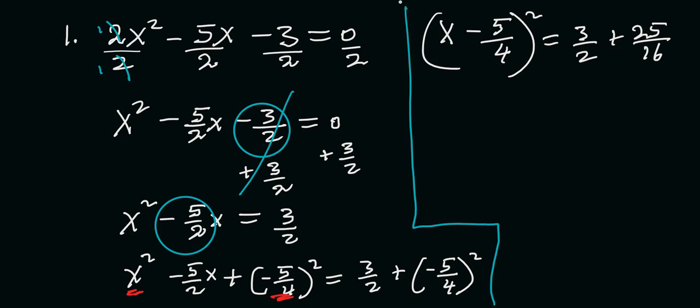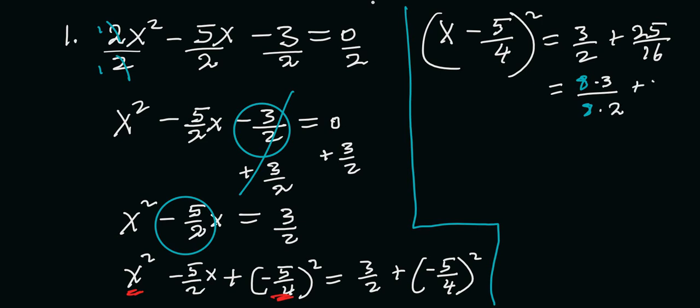Let's add up 3 over 2 plus 25 over 16. And then when we do, we try to first of all get the common denominator by multiplying both the numerator and denominator by 8. So this will be 8 times 3 over 8 times 2, so multiplying both the numerator and denominator by 8.